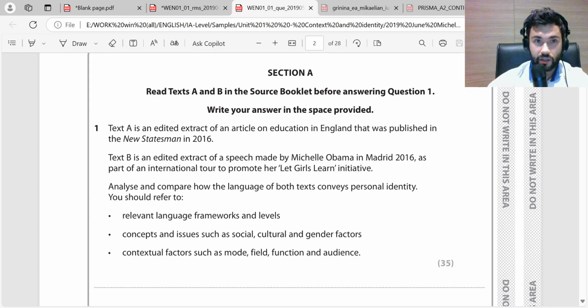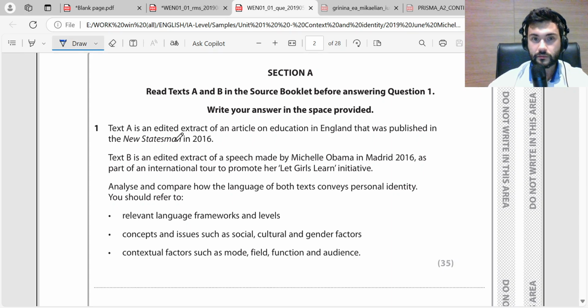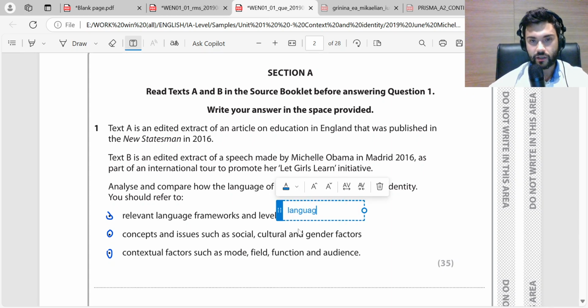So to answer this question, I think several steps are necessary to be made. And step number one is to, of course, consider the bullet points in the task after reading the task. So we remember that it is our written response in which we're covering, and this is the juicy part. What are we covering? So there are 3 bullet points. We're covering relevant language frameworks and levels. Let's call it language in use.